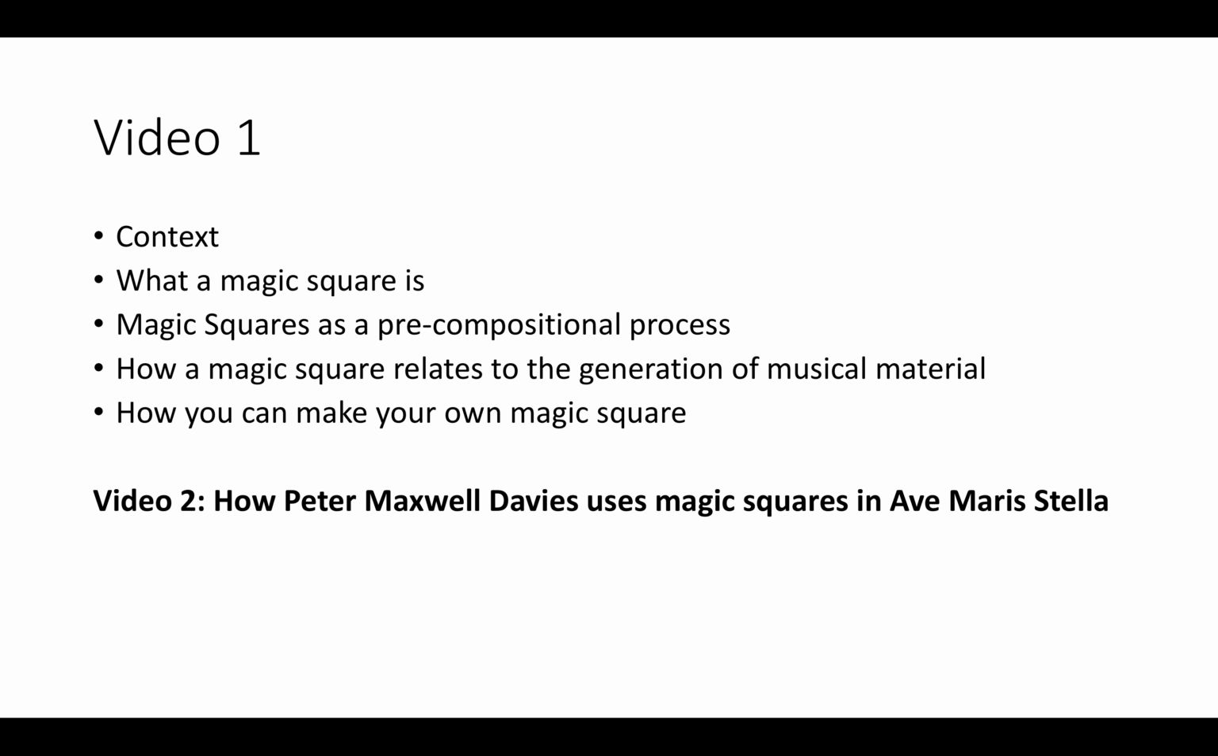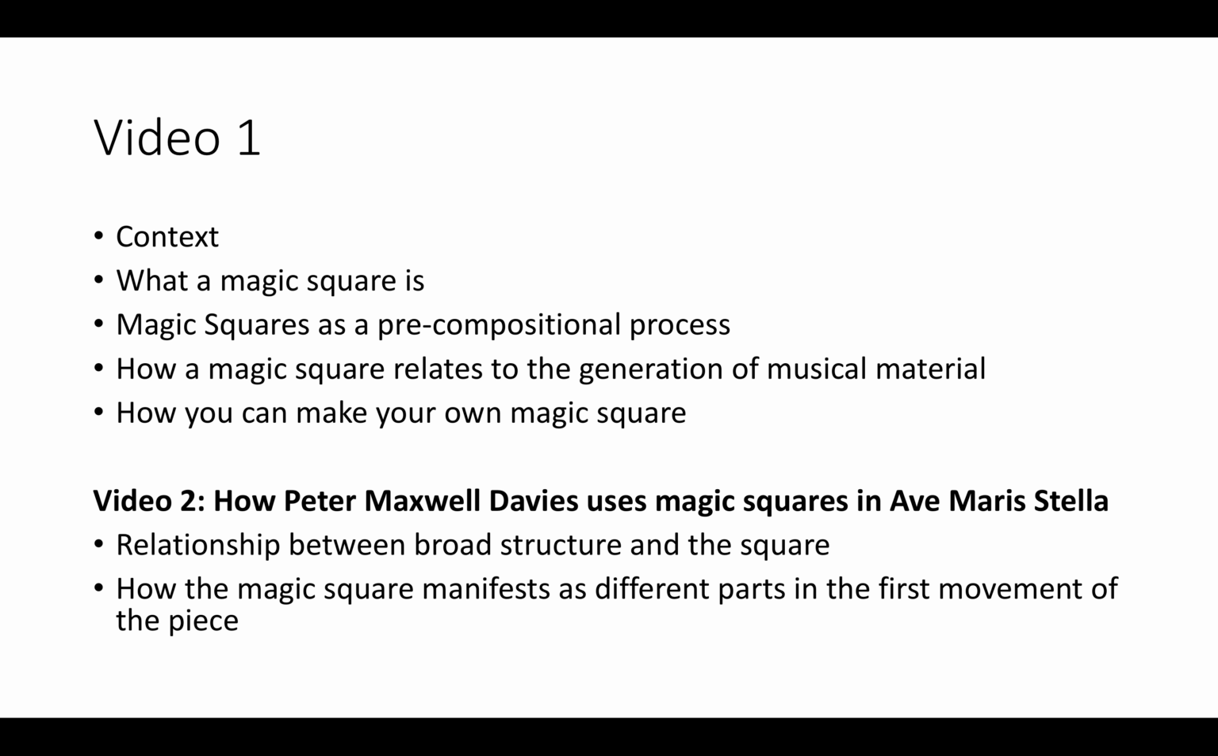In video 2, I'm going to look at how Maxwell Davies reads his magic square, how he extracts material from the magic square in order to create Ave Maris Stella. I'll talk about the relationship between the broad structure of the piece and the square, and I'm going to show how the magic square manifests as different parts in the first movement of the piece.